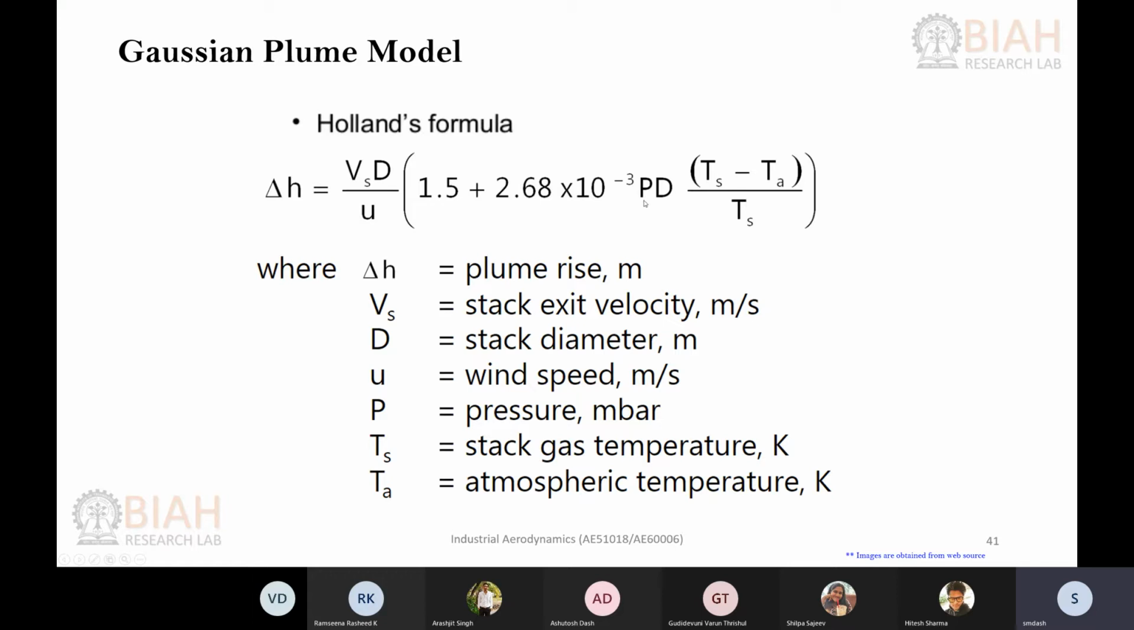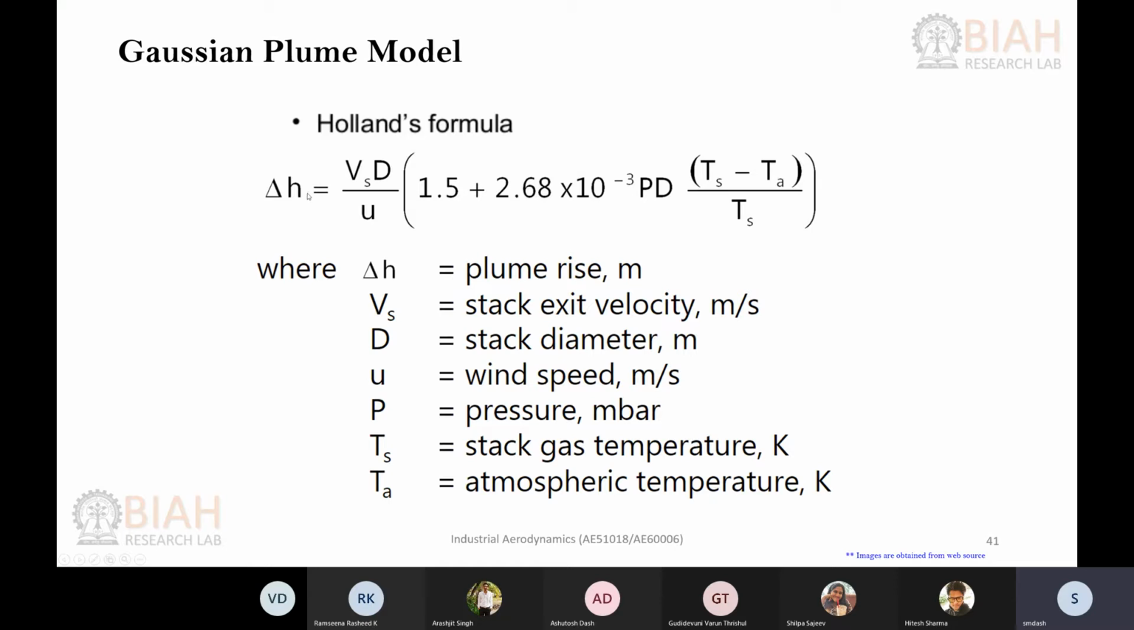P is your pressure, atmospheric pressure condition, and you have to be careful while you are using the values in this formula. Because you can see that there are few numbers here, so if you don't use proper units, you will end up in a wrong result. So P you need to define in millibar. Okay, so this is atmospheric pressure. Ts is your stack gas temperature, defined in degree Kelvin, and Ta is your atmospheric temperature, again defined in degree Kelvin. Okay, so these three things you need to be careful: pressure in millibar and temperatures in degree Kelvin.